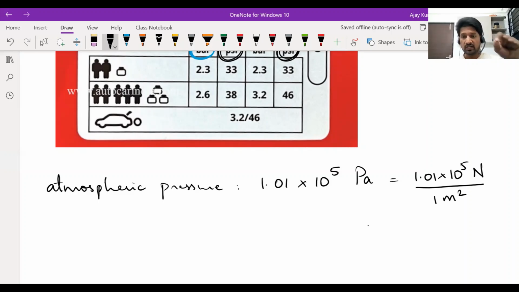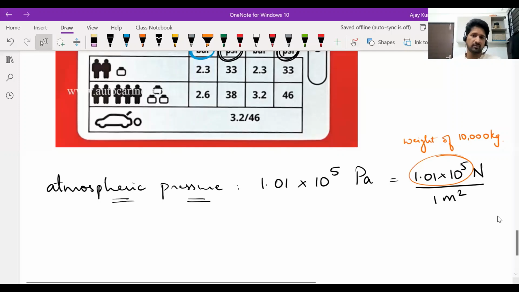Okay. Now 1 into 10 power 5 newtons of force basically is the weight of 10,000 kgs. So you imagine putting 10,000 kgs over an area of 1 meter square. The pressure it creates is about 1 atmosphere. It's a huge amount of pressure. And we are all experiencing that pressure all the time. Okay, that is what is atmospheric pressure.